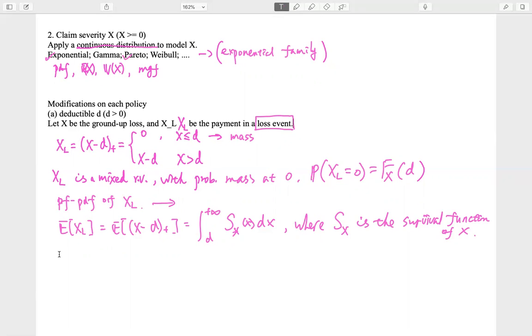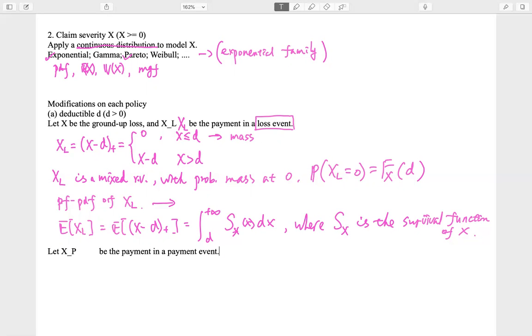The second one is, from here, I should also introduce another one. For the same setup, X is the ground up loss. Now let X_P, capital P, let me leave some space, be the payment in a payment event.